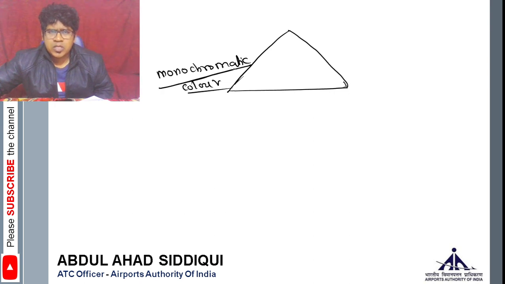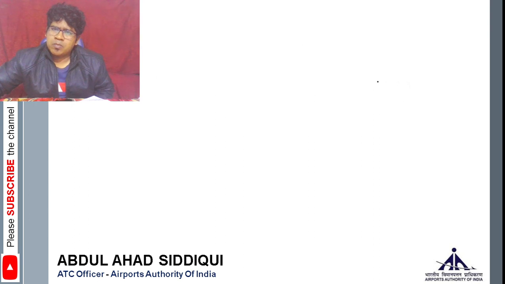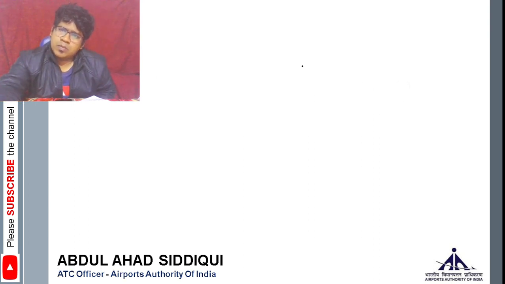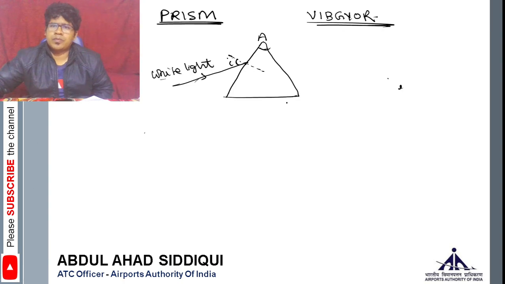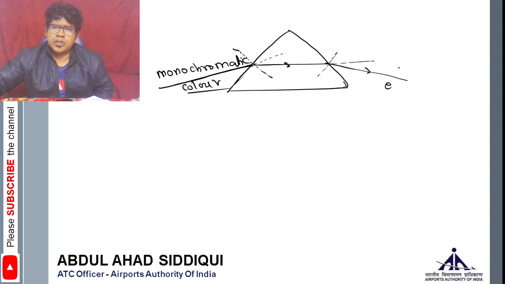So what will happen? The process I want to explain to you. This will be the normal here. Ideally it should go this way, but it will bend because it is coming from rarer to denser, so it will bend towards the normal. This is the normal, so it will come this way. Here it will reach, this will be the normal, it should go like this, but because it is coming from denser to rarer, it will bend away from the normal, and this will be the emergent ray.